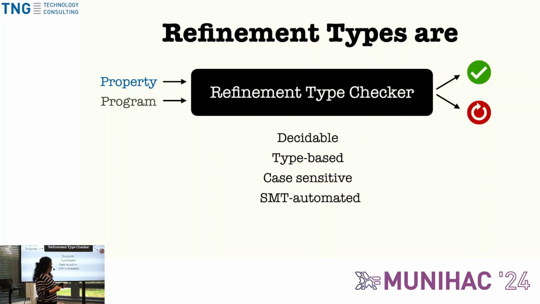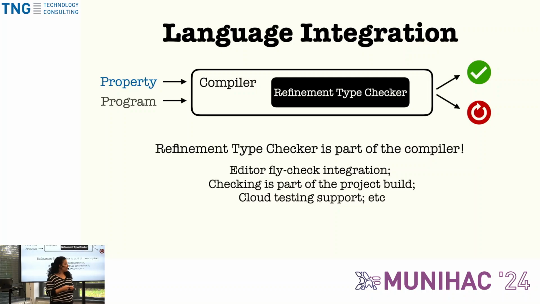Okay, so these are some of the features of refinement types: decidable, type-based, case-sensitive, SMT automated. And another very important feature is that they are language integrated. As we saw, Liquid Haskell is part of GHC. It is a GHC plugin, which gives you a lot of flexibility. You have the Haskell language server, you have all the flight check integration. You can use it as a part of your CI cloud testing. And you just activate the flag to run Liquid Haskell in the background while your program builds.